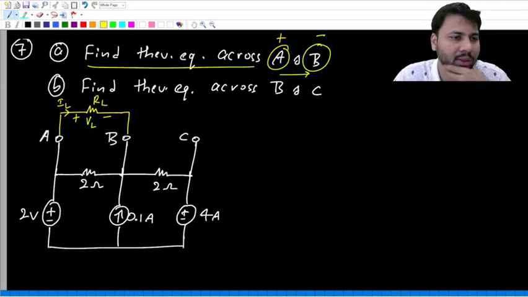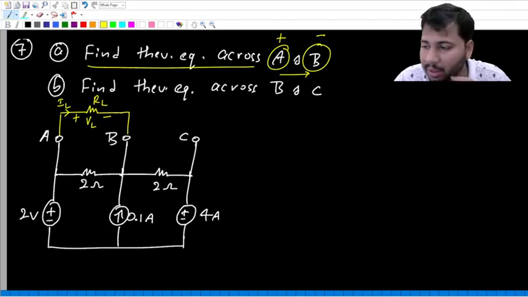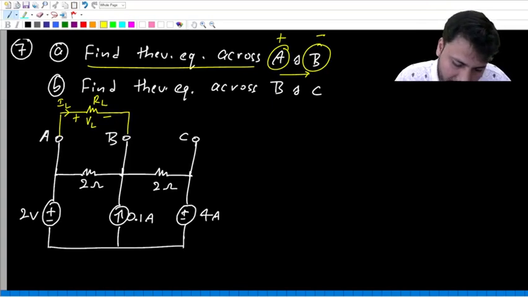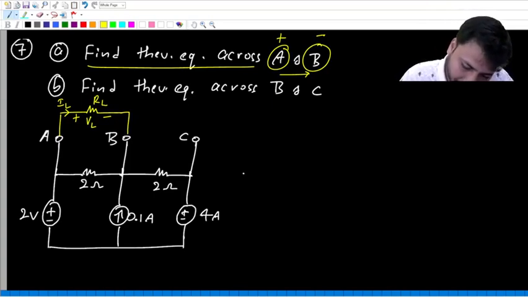So there is the circuit for the first case, where you are trying to find the Thevenin equivalent across A and B. Finding the Thevenin equivalent again means finding VTH and RTH. Okay, see.